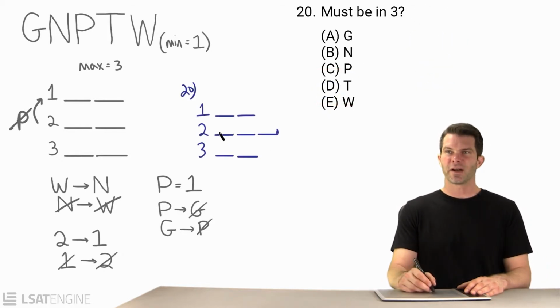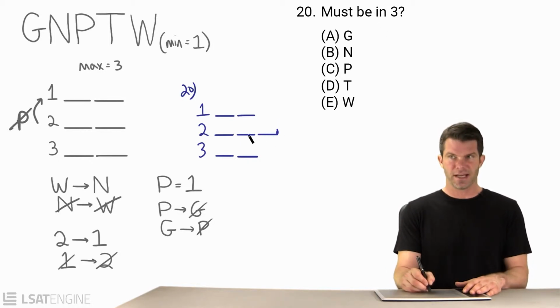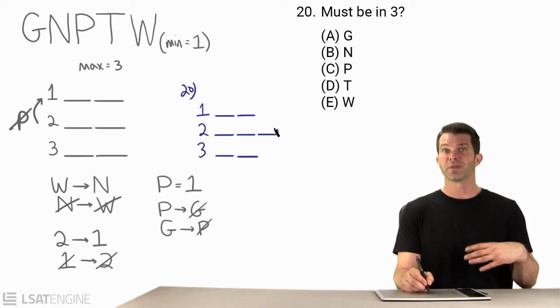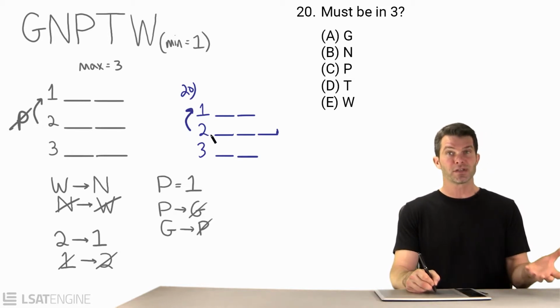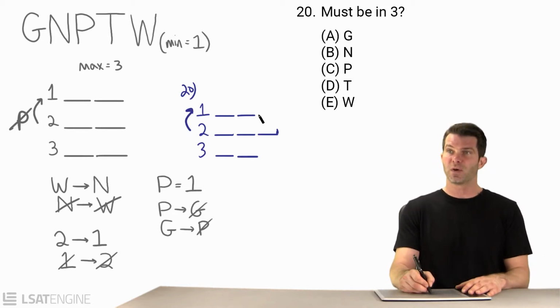Question 20 tells us that center 2 has 3 types of material, and then it asks what must be in 3. So we should make a new diagram and reflect the idea that center 2 has 3 types of material. Now this little vertical line shows that center 2 is maxed out now. And we should think about any deductions we can make based on center 2. So whatever's in 2 must be in 1. So 1 is also going to have 3 things.